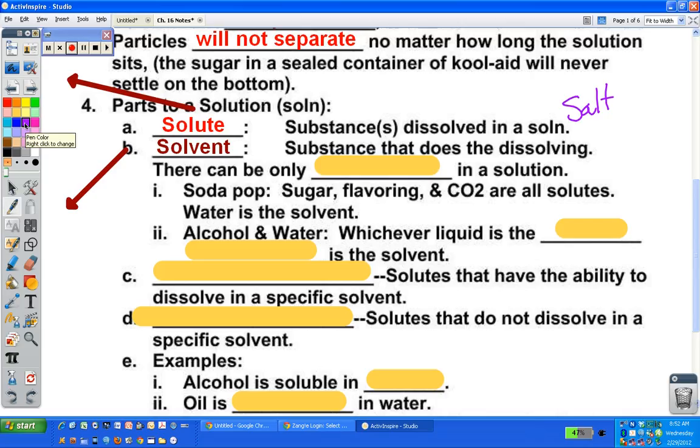Alright, the other one. If salt in salt water is the solute, then the solvent would be the water. That's how I want you to remember it. You've got solute and solvent. Solute is going to be the salt, and the solvent will be the water. Did you follow what I'm saying?